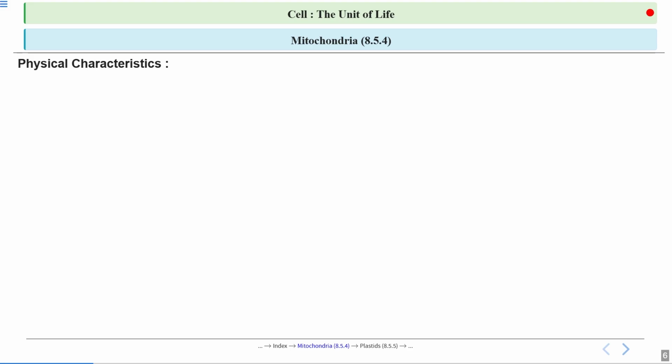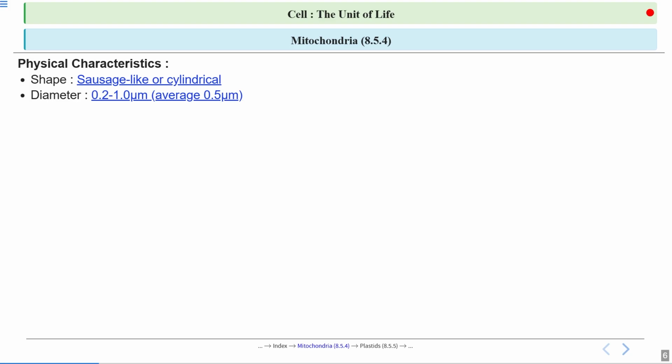Okay, let's talk about the physical characteristics of the mitochondria. Physical characteristic means the morphology, the structure of the mitochondria. So how does mitochondria look? What is the shape of mitochondria? Mitochondria is sausage-like or cylindrical in shape. We will see the sausage-like shape of mitochondria. I'll show you the figure as well.